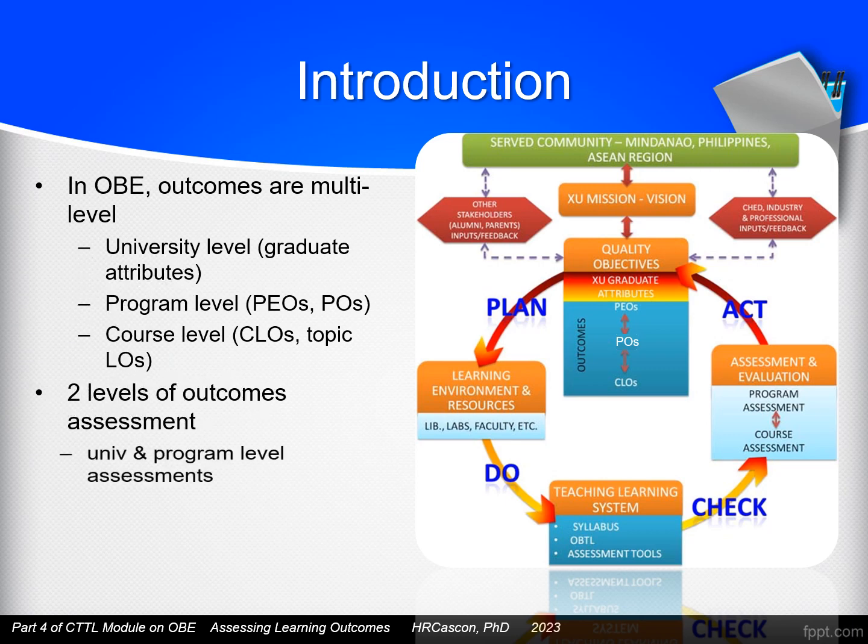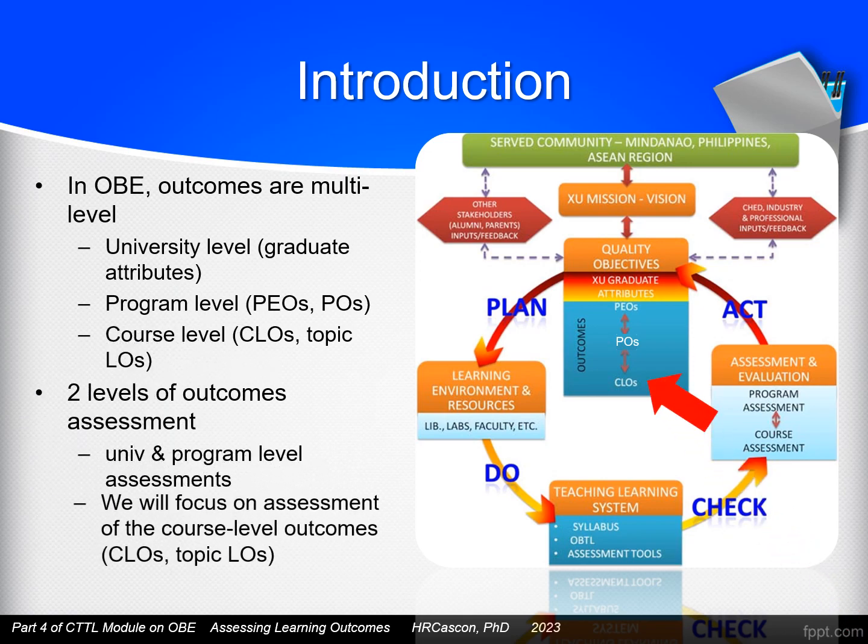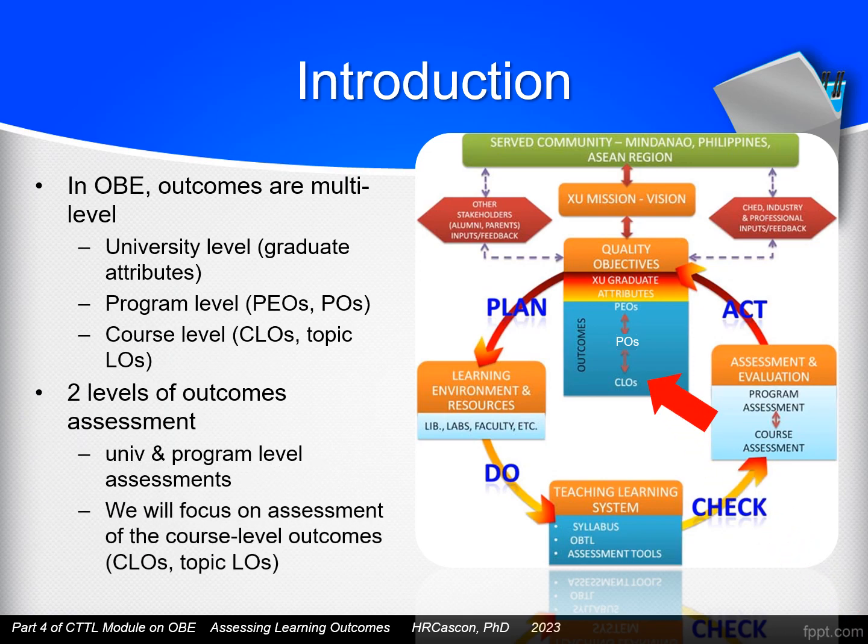Assessing the upper-level outcomes such as the graduate attributes, PEOs, and POs, are the work of department chairs, deans, and other upper academic administrators. It is a complex topic and it deserves its own time for detailed discussion, but this much is clear. Their work will fundamentally depend on how well we do our part in classroom-level assessment. Thus, our role in OBE assessment is crucial. Assessing the intended learning outcomes at the classroom level will be the focus for this installment of the module.